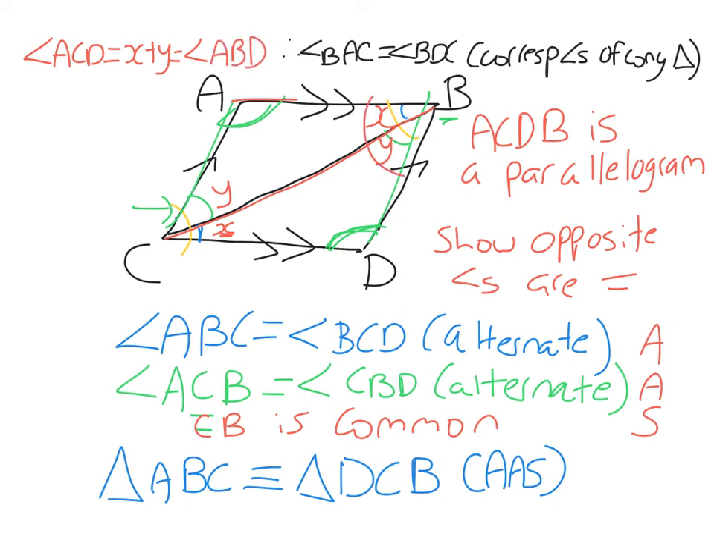So therefore, I've shown that this angle and this angle are equal, and I already showed that this angle and this angle are equal. So I'm done. I've shown that in this parallelogram, opposite angles are equal, and even though it's a quadrilateral, I used triangles to prove it. There is just one more thing I need to say, and then we're done.